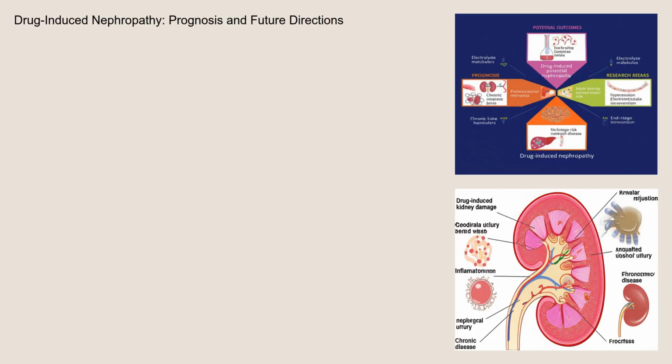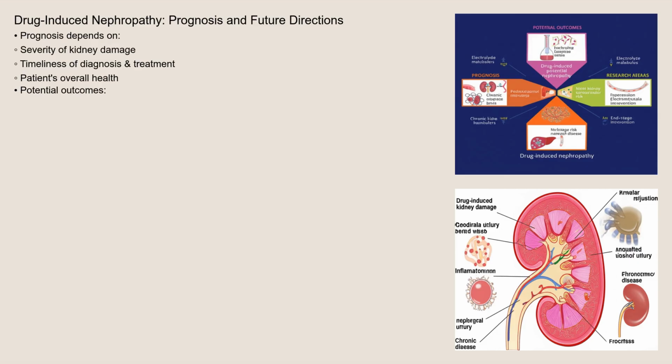The prognosis for drug-induced nephropathy depends on several factors, including the severity of the kidney damage, how quickly it's diagnosed and treated, and the patient's overall health. In many cases, kidney function can recover after the offending drug is stopped. However, in some cases, the damage may be permanent, leading to chronic kidney disease.